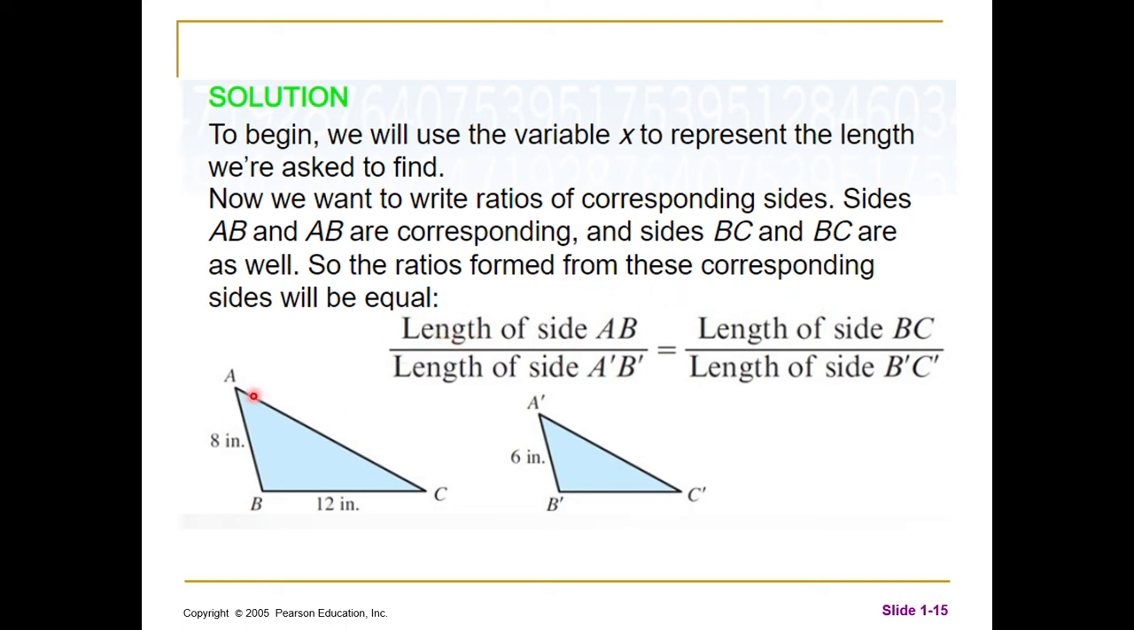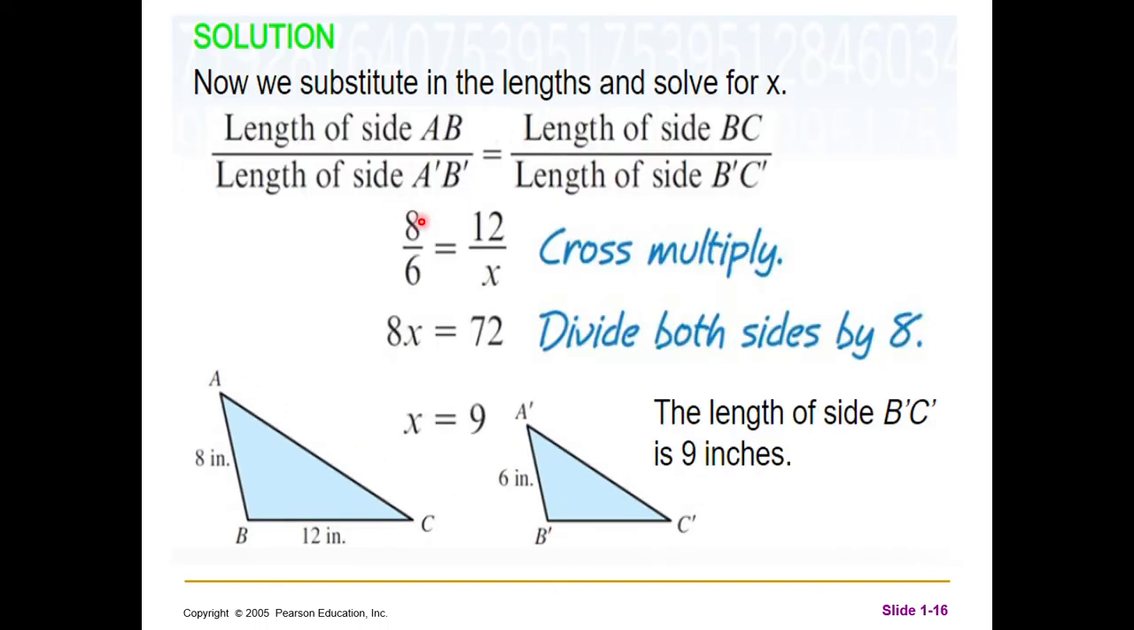So di ba ito sinasabi siya, length of the side of AB over the length of the side of A prime B prime, and then the length of side BC over the length of B prime C prime. Kasi para masolve natin yung equation. So pag ginamit natin yan, alam natin itong 8 over 6 for this one, and then this one is 12. So we use x to solve for this side.